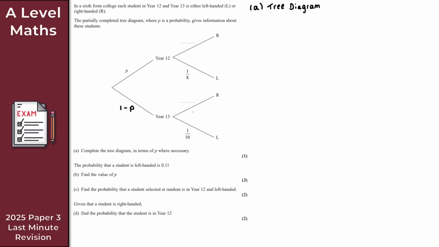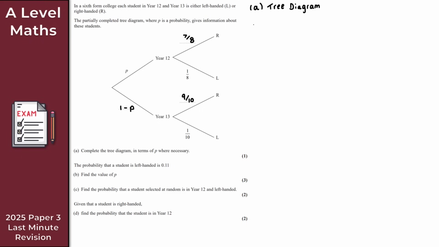The same applies to the missing probabilities here. So this one is 1 minus this probability here. So 1 minus 1 over 8 is simply 7 over 8. And same again here, 1 minus 1 over 10 gives us 9 over 10. Perfect, nice and easy, and that gives us the solution to part A.